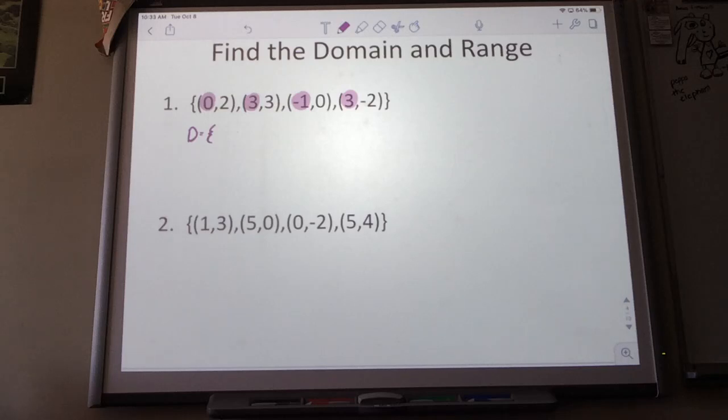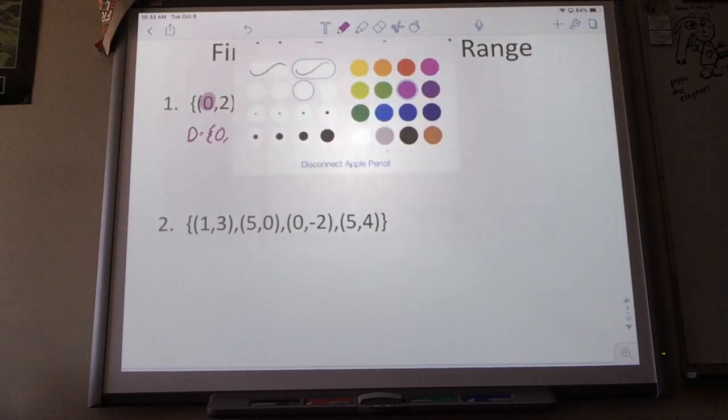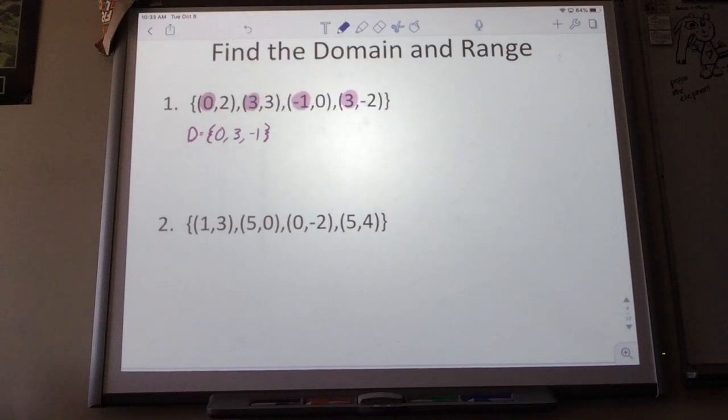Okay, so we're going to write down everything but not repeat. So 0, 3, yes, that's a D for domain, and -1. So that's my domain, and then we're going to do the same thing for range. Range is your y values. So my y values are 2, 3, 0, and -2.